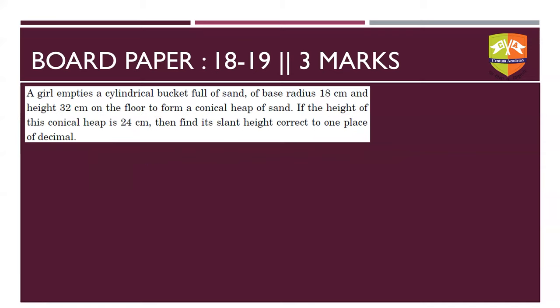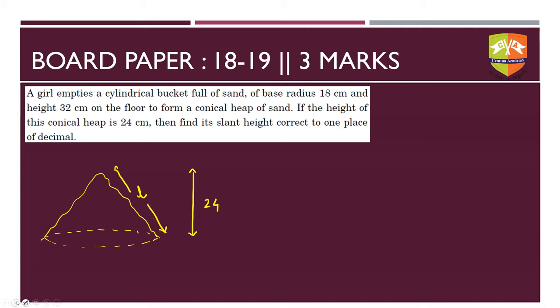So this one, how will you solve this one? A girl empties a cylindrical bucket full of sand of base radius 18 centimeter and height 32 centimeter on the floor to form a conical heap of sand. So this is what she is getting, conical heap of sand. If the height of this conical heap is 24, then find the slant height correct to one place of decimal. So you have to be very, very careful here. This is what they are asking.